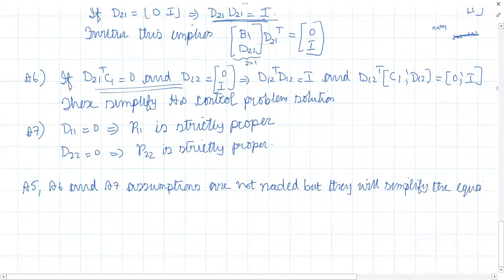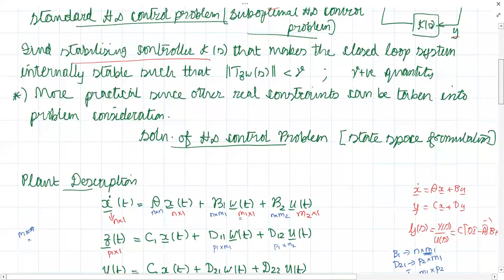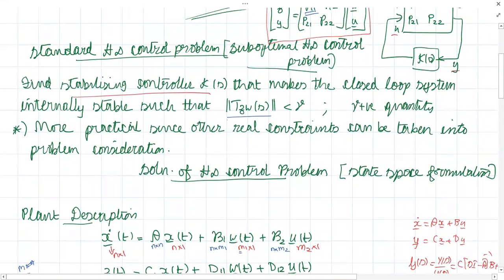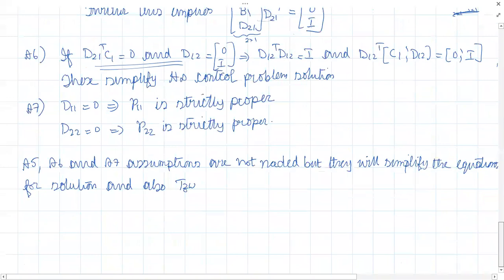In class, we cannot do this kind of control design by hand. Only software you can do. But you should know what is happening in the background, what the assumptions are, and how we are doing. They will simplify the equations for solution, and also this transformation between Z and W. Keep in mind, our aim is to find a K of S that will minimize the infinity norm of the transformation between Z and W. So this will help in simplifying the T Z W.